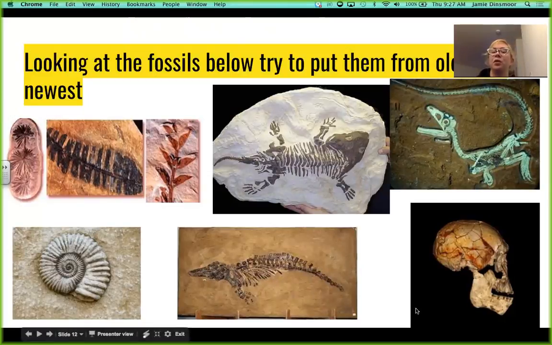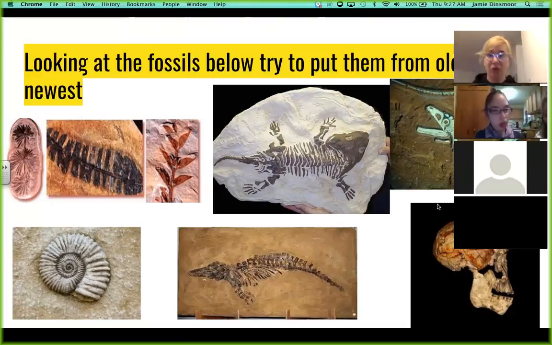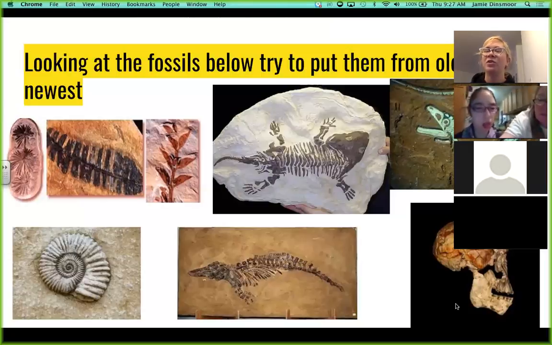All right. So hopefully you had a chance to look at them, try to think about them a little bit. We're going to go into just sort of talking about them. Which one did you guys think was the oldest? You can tell me maybe what it looks like. I know it's kind of hard because you can't really point to it. Which one did you guys think was the oldest?